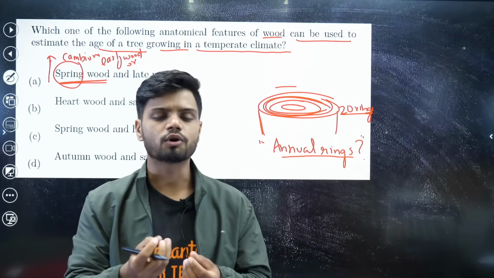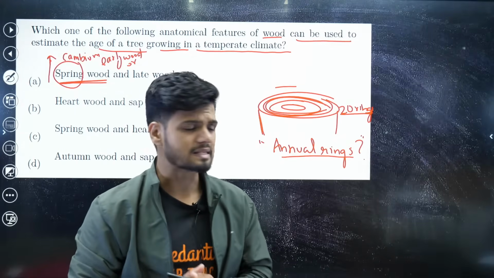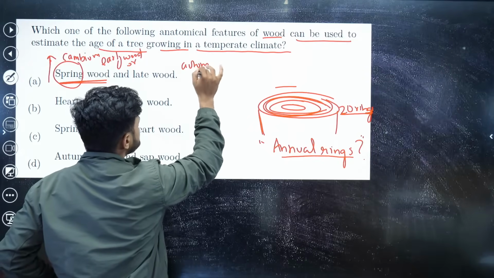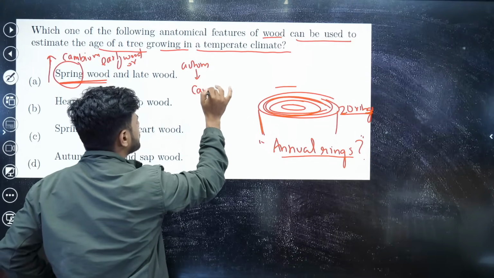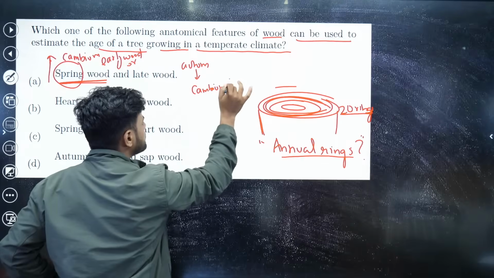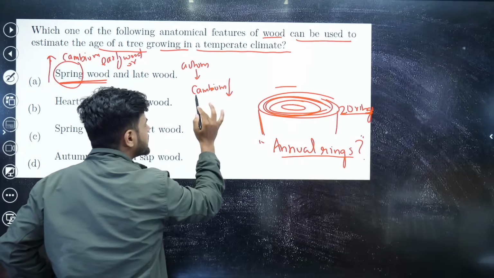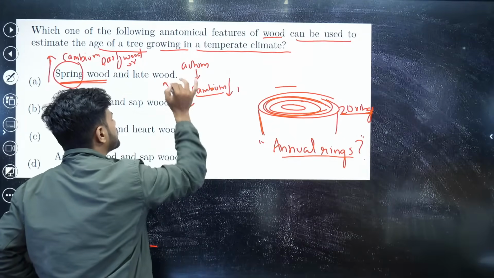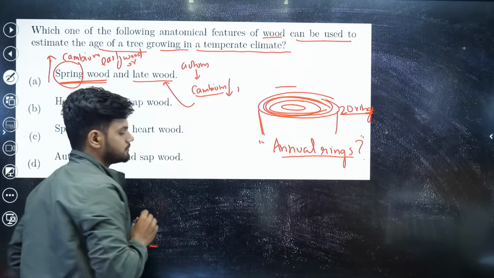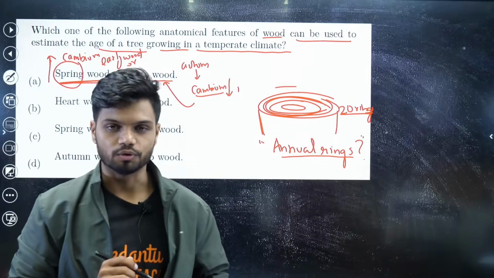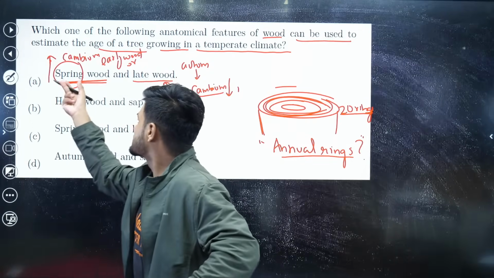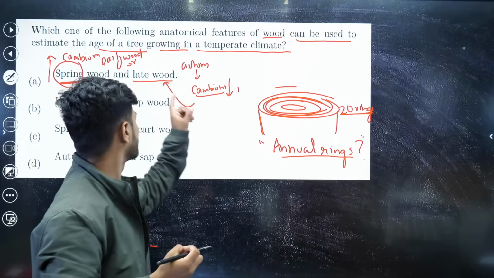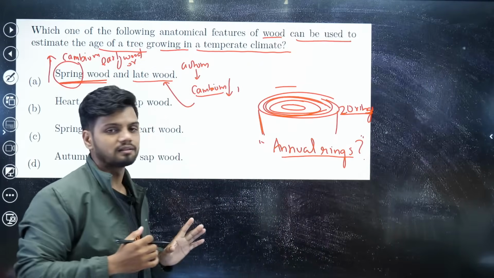But there is one more season called autumn. In the autumn season, what happens? The activity of cambium completely decreases. If the activity of the cambium is decreasing completely, the wood which we obtain from it is called late wood. So in springtime, we get early wood. In autumn time, we get late wood.